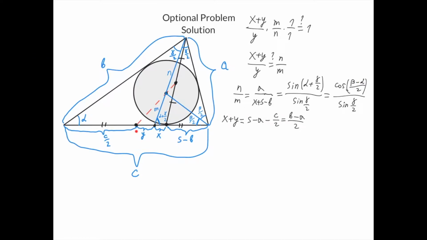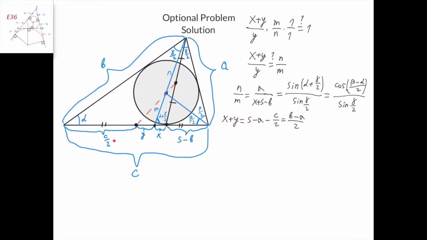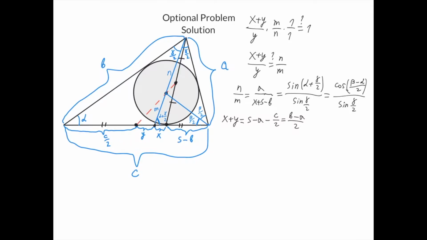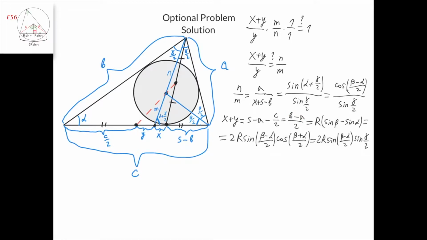We know that x plus y equals s minus a, which is this segment, minus c divided by 2, which is this segment. But semiperimeter minus a is c divided by 2 plus b divided by 2 minus a divided by 2. And when we subtract c divided by 2, we get b minus a divided by 2. Now the law of sines gives us that b equals 2r sine of beta and a equals 2r sine of alpha. And so b minus a divided by 2 equals r times sine of beta minus sine of alpha.